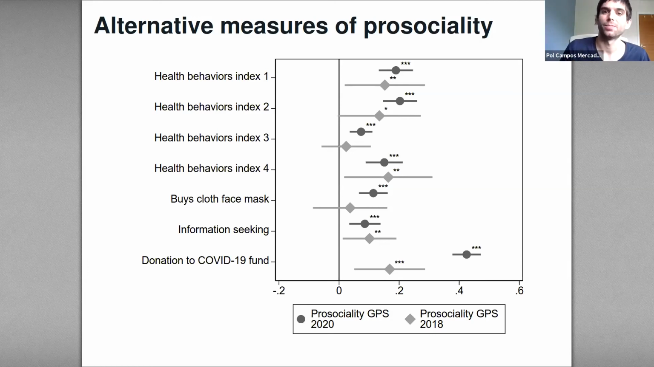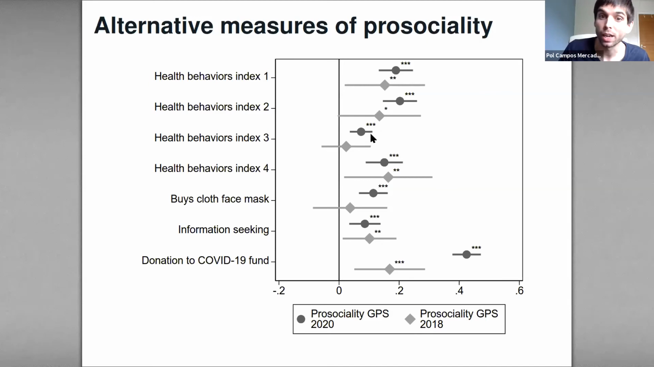On top of that, something I didn't tell you is that for a subset of this sample, for 400 people, we actually have a measure from 2018 of this global preference survey. So we have a measure of self-reported pro-sociality from 2018. This allows us to study whether pro-sociality is a long-term trait, whether pro-sociality from some years ago explains health behaviors nowadays.